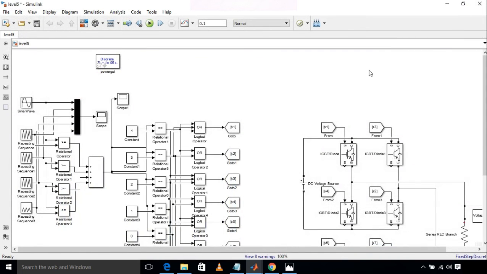So by using this technique, you can easily generate 7-level, 9-level, 11-level, anything what you want. And check the THD, how it will minimize by increasing the number of levels in the output voltage.